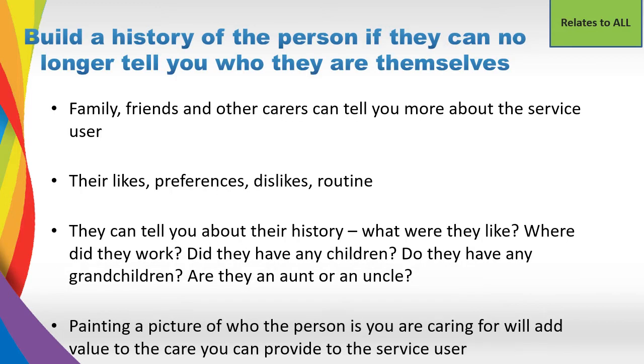You need to build a history of the person, especially if they can no longer tell you about who they are. So their families and their friends and any other informal carers that they may have could tell you about the service user. They can tell you about their likes and their preferences and maybe what they don't like and what their routine has been like throughout their life. What were they like as a child? Where did they work? Did they have any children? Do they have any grandchildren? Are they an auntie or an uncle? If you can find out about their history and paint a picture of the person that you're caring for, it's going to add value to that care that you provide that service user.